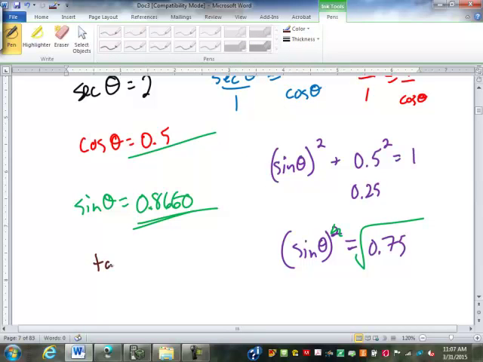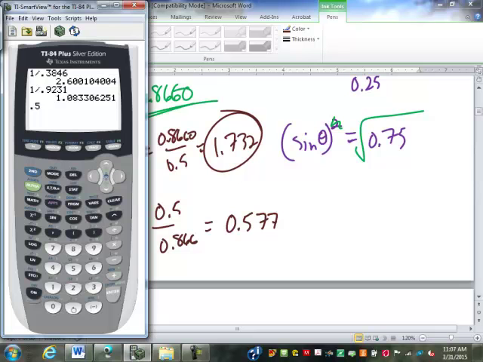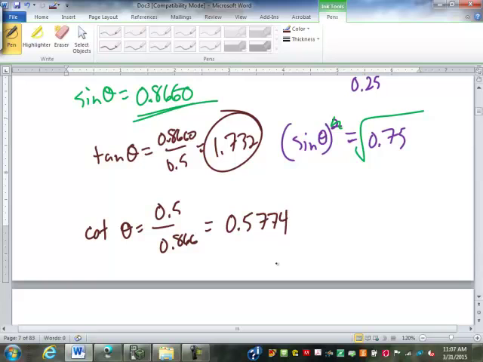Can I find the tangent? Yeah, tangent is sine over cosine. 1.732. Cotangent? Cosine divided by sine. So 0.5 over 0.866, otherwise known as what, 0.577? Is that correct? Close enough. 0.5774 technically.